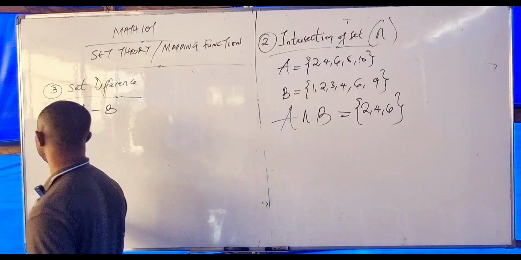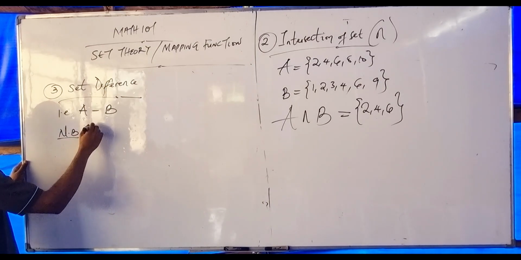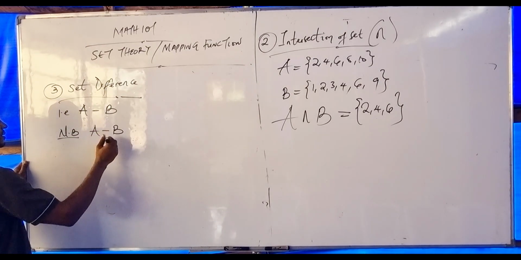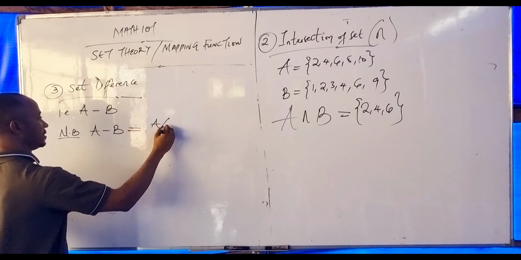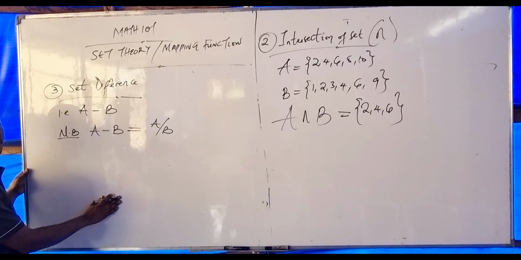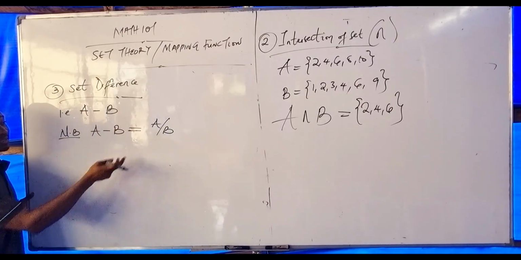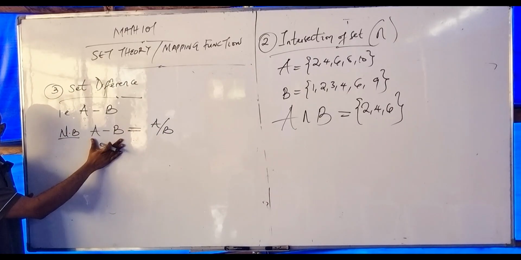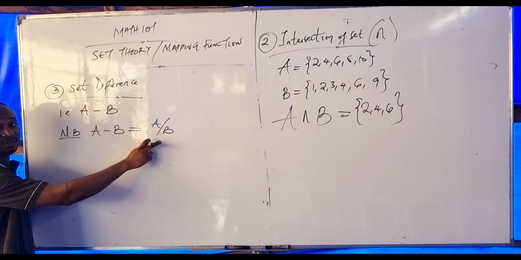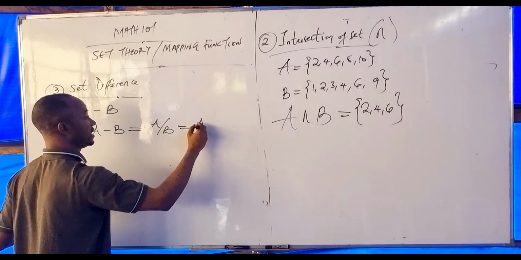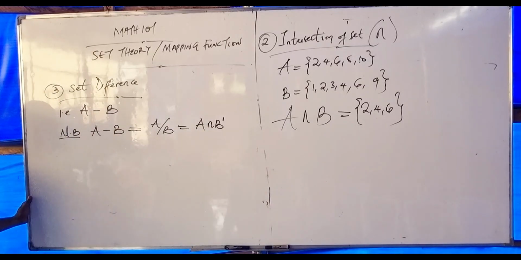You have to note that A difference B is equivalent to A difference B in this format. This means division, right? When you see something like this, A divided by B, that means A difference B. It means elements in A but not in B. And it's also the same as A intersection B prime, or B complement.